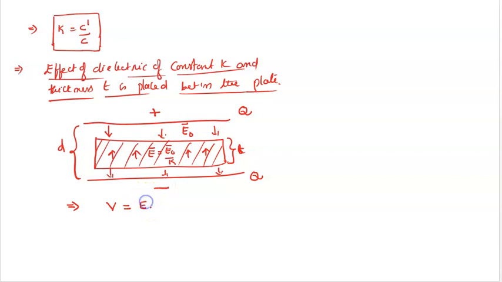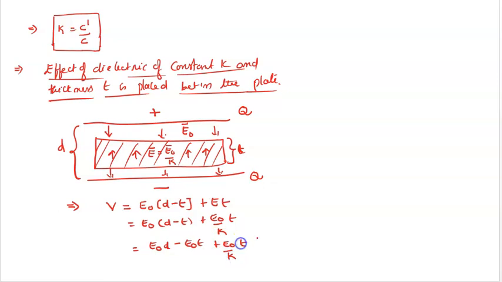So E0 occupied a distance D minus T, plus the dielectric E occupied a distance T. So that E is nothing but E0 by K, so V is E0 into D minus T plus E0 by K into T. So you multiply this one, E0 D minus E0 T plus E0 by K into T. So here V is equal to E0 is common in all the terms, then we'll get D minus T plus T by K.